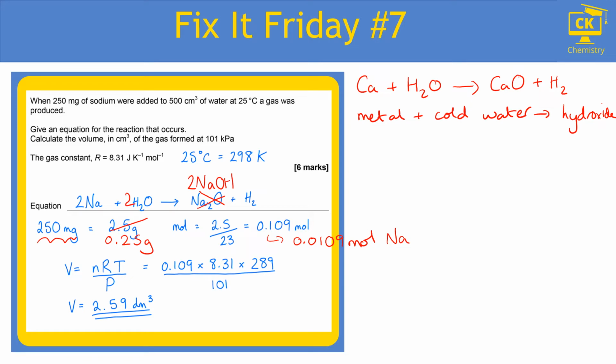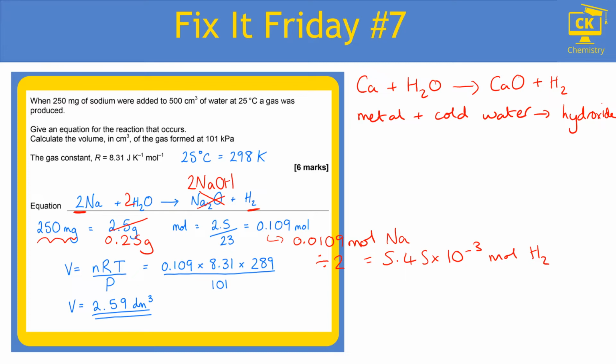So 0.0109 moles of sodium is going to make half as many moles of hydrogen, because we've got this relationship, 2 moles of sodium and 1 mole of H2. So we're going to divide it by 2, which gets us 5.45 times 10 to the minus 3 moles of H2. That is our gas, so that's what's going in the ideal gas equation.